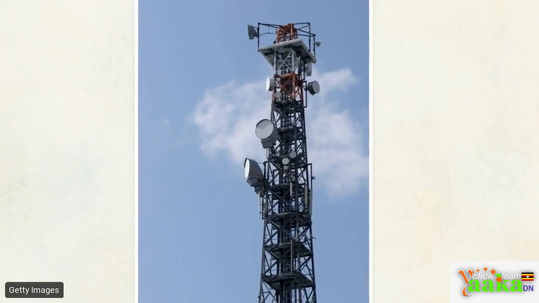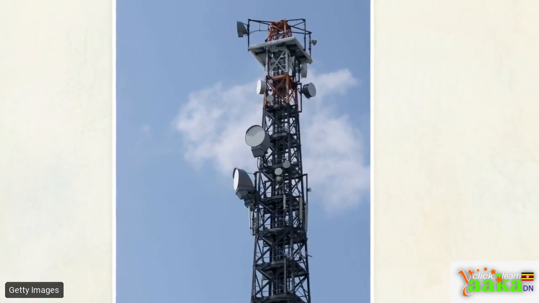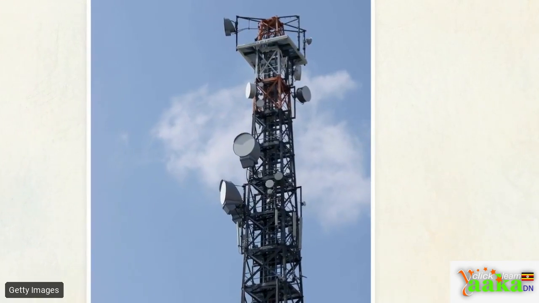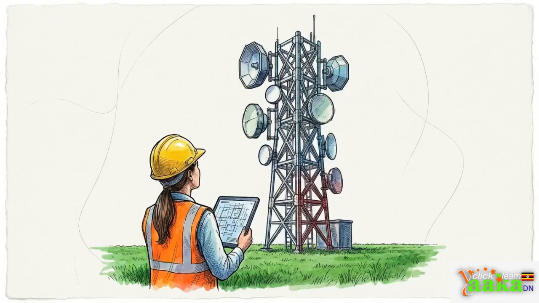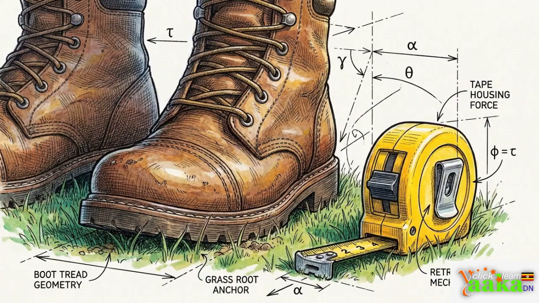If you look at this photograph of a telecommunication mast, you see a towering structure packed with heavy equipment. Engineers calculate the exact heights of structures like this every day, and they do it from the ground, without ever climbing a single ladder. They rely on trigonometry.